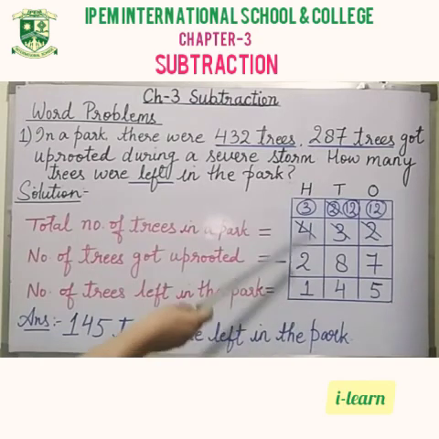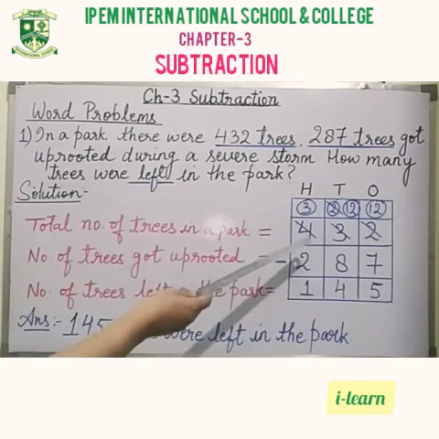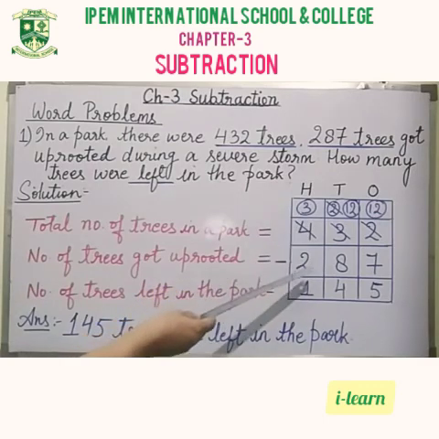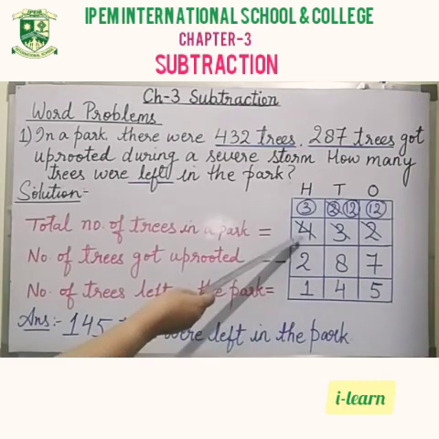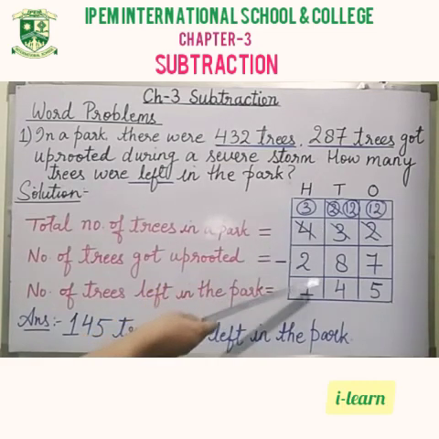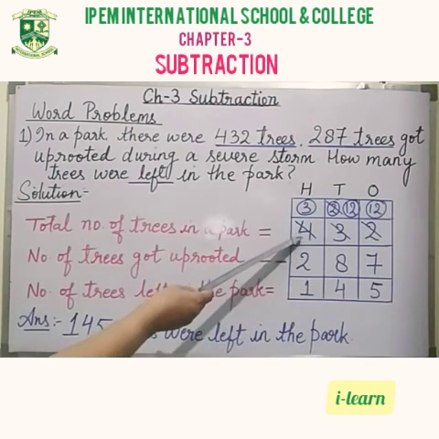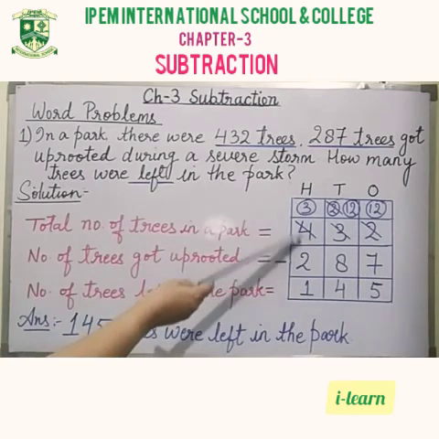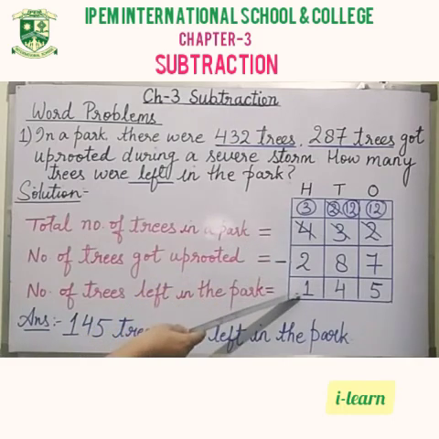Now we move on to the next place, that is tens place. Here in place of 3, now it is 2, and 2 minus 8 is not possible. So what will we do? We will again borrow one from 4 and 2 will become 12. 12 minus 8 is equal to 4. Now move on to the last place, that is hundreds. Now here 4 becomes 3. So 3 minus 2 is equal to 1.